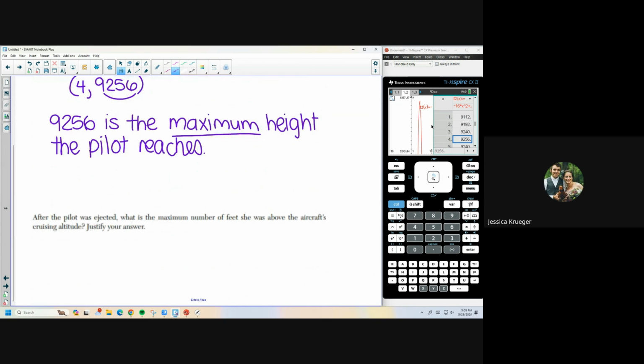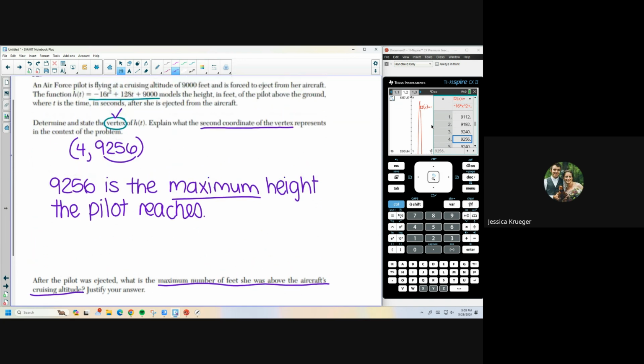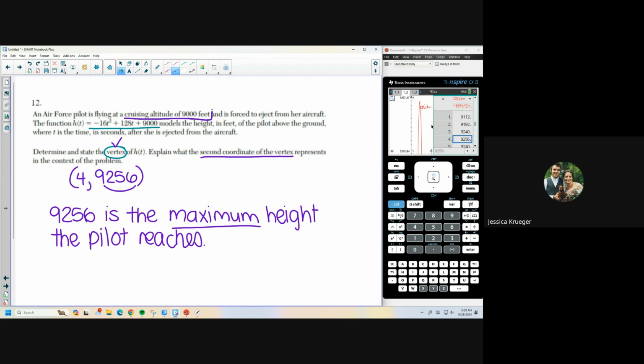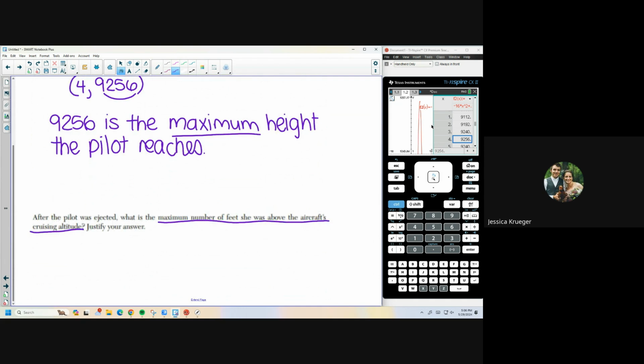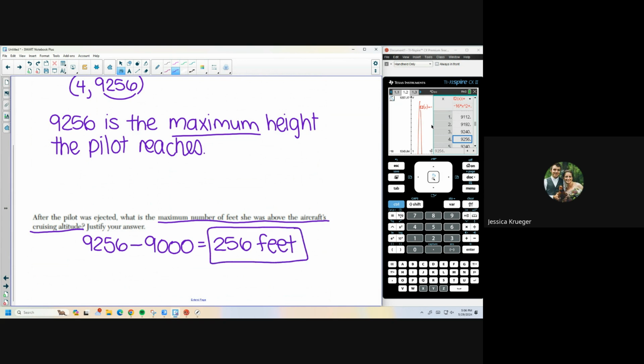After the pilot was ejected, what is the maximum number of feet she was above the aircraft's cruising altitude? When I go back and read, I see the cruising altitude is 9,000 feet. So the maximum number of feet she was at was 9,256. How far above 9,000 was that? Well, I have to subtract those, and I get 256 feet. It says justify, not explain. This calculation right here is a sufficient justification. Okay, and that's it for this review.